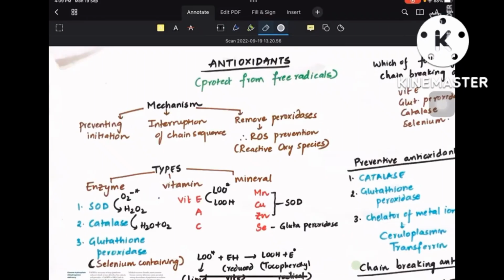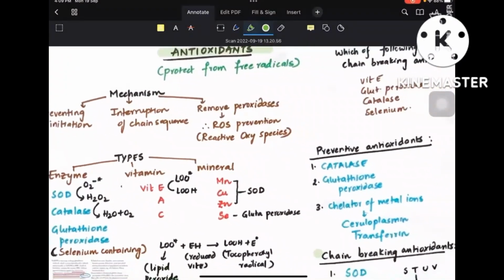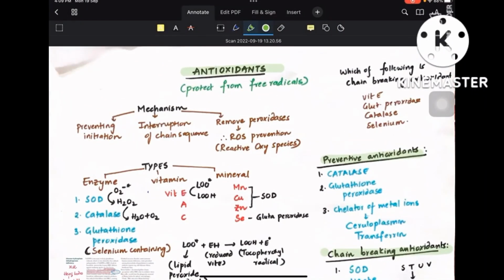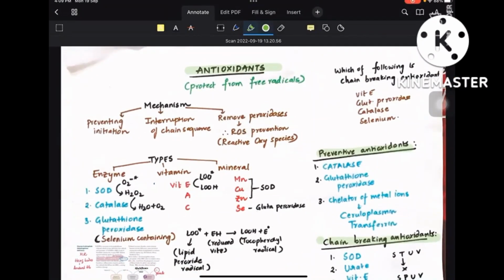Hey guys, so the topic for today is antioxidants. This topic was previously tested in NEET PG, it was recently asked in the previous year also, and it was tested in INI-SET too. So I have got this topic for you, and someone has requested me to make a mnemonic on the types of antioxidants, like preventive and chain breaking antioxidants. So I have got a mnemonic for that also, and I have condensed this topic of antioxidants in one single sheet so that you can take a screenshot and revise it later.